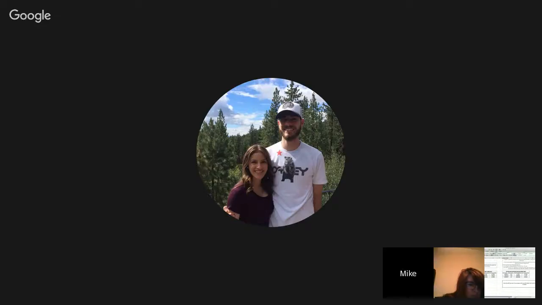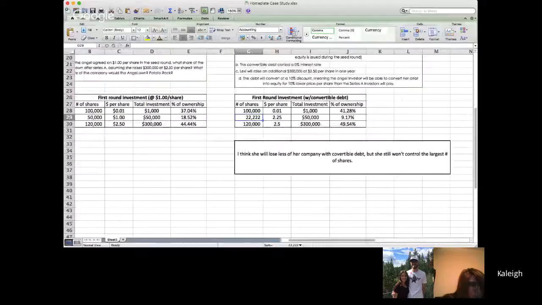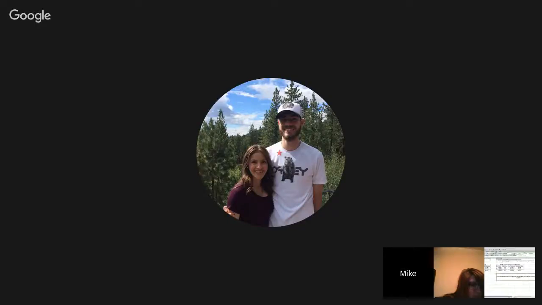So in number 5, where it says, how does the convertible debt affect Lexi's ownership share of her firm? Then it doesn't affect it, right? Well, not the interest rate. I said it does. So her convertible debt does affect her ownership share of her firm, just not in the sense that the interest rate doesn't have anything to do with that.